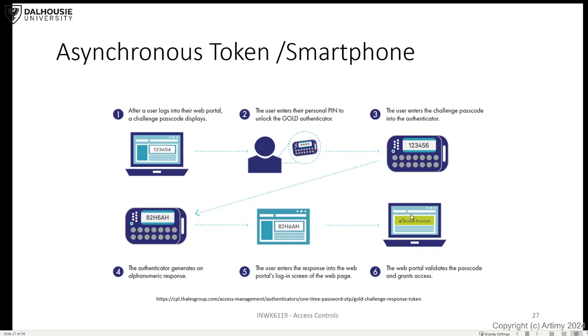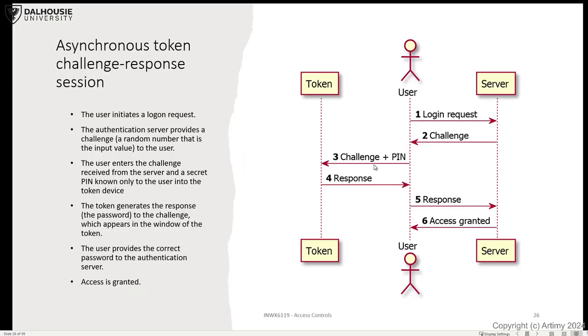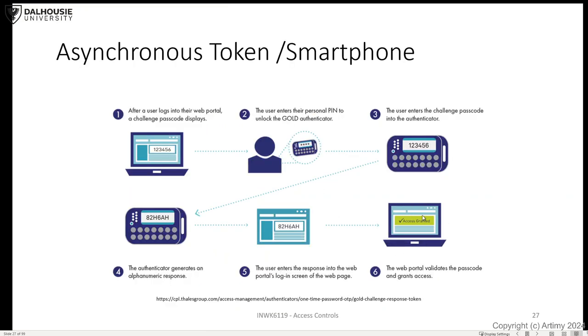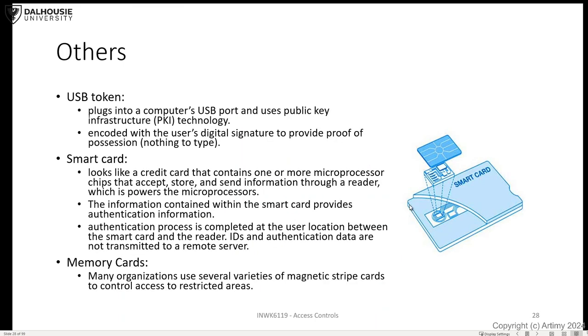The server will decrypt the number that it received, and if the number that it got after the decryption matches the number that it issued earlier, then it must be the right user, the correct user, and access is granted, right?